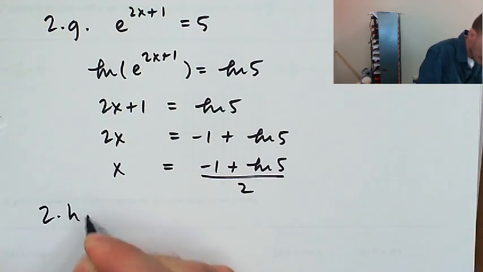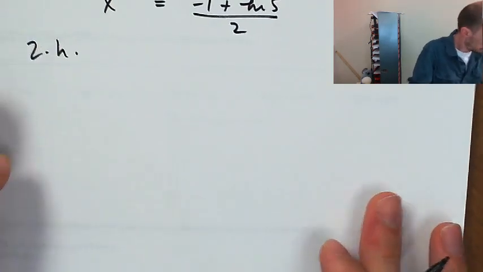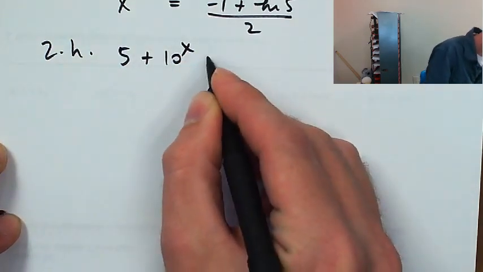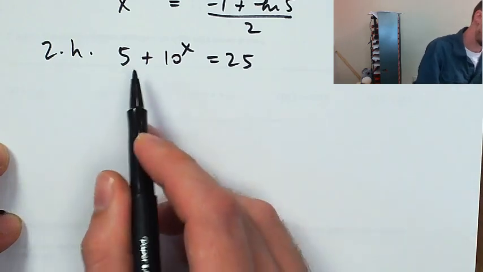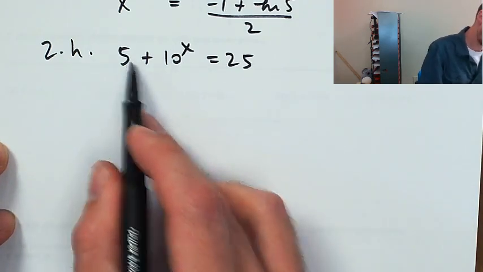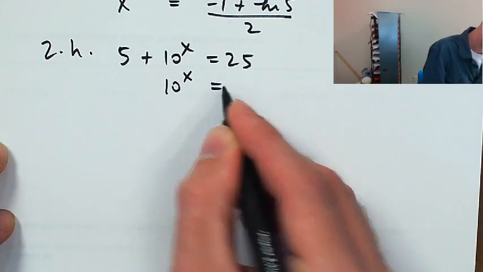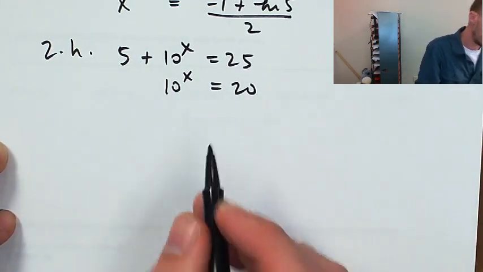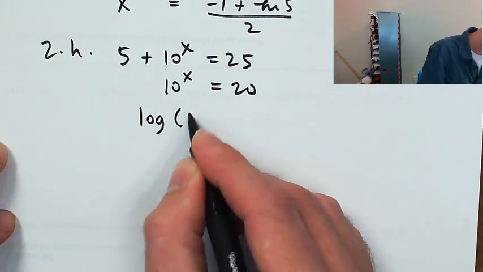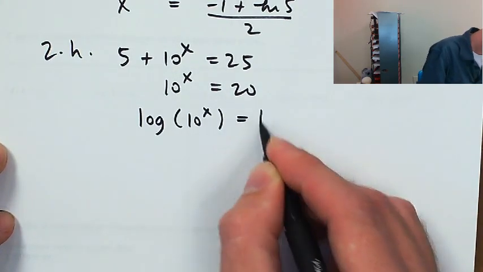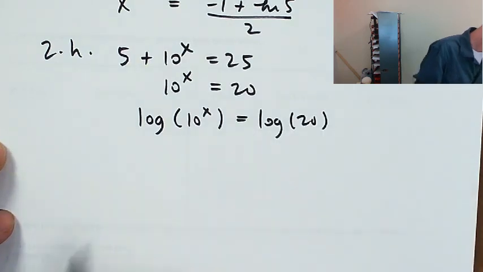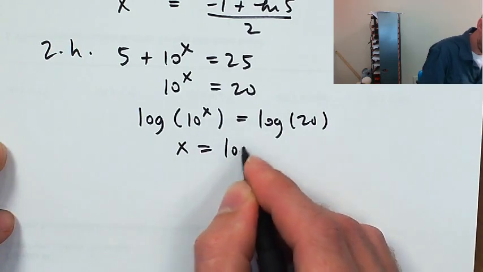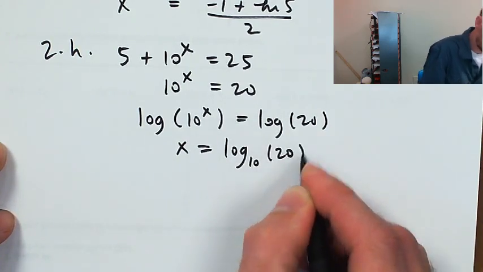Okay, 2h. 5 plus 10 to the x equals 25. Okay, so I'm going to isolate the 10 to the x first by subtracting 5 from both sides. Okay. 10 to the x equals 20. I need to take the log of both sides, the common log, the base 10 log. Okay. Log base 10 of 10 to the x, that's going to be x. x equals the common log, the log base 10 of 20.